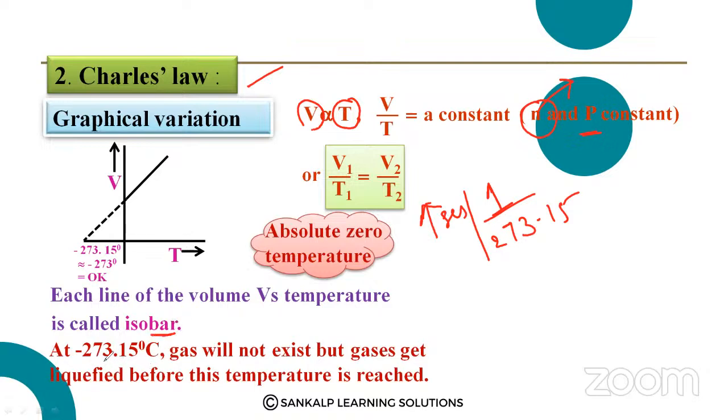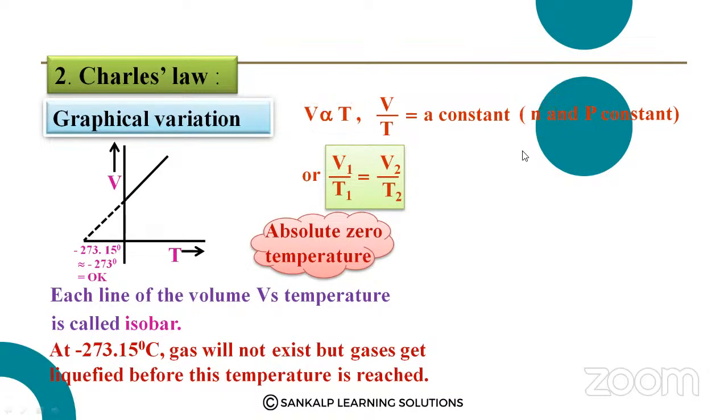At minus 273.15 degrees Celsius, gas will not exist, but gases get liquefied. So gases will get liquefied before this temperature is reached. So this was the law and mathematical statement given by Charles.